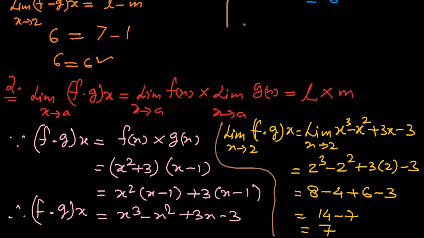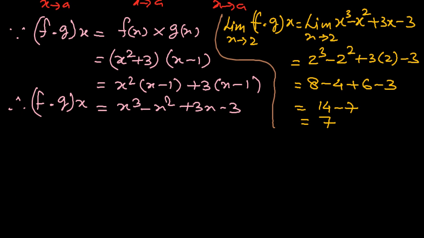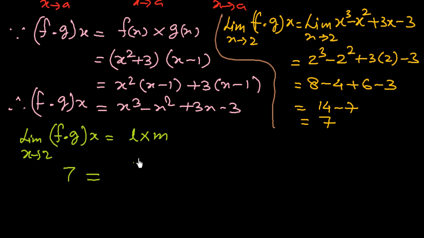So now we have to verify here limit x tends to 2 for f into g of x is equal to L into M. This we have to verify, and this we know that it is 7, and L we already know that 7 and M is 1. So 7 is equal to 7. So it is also verified here.